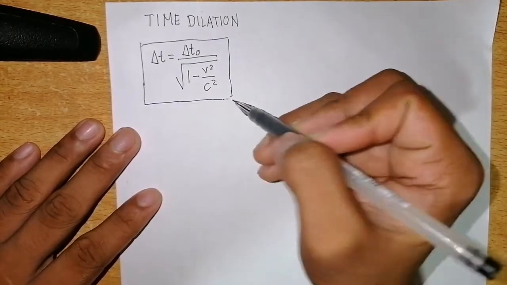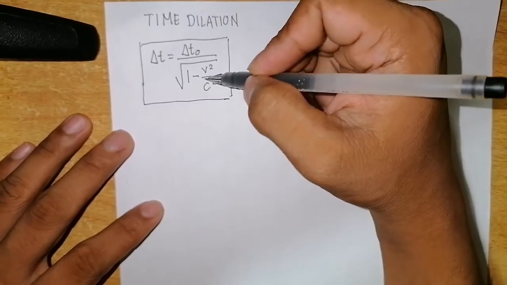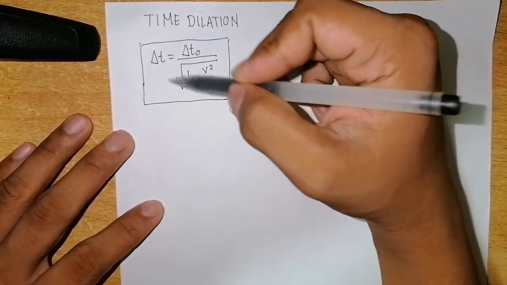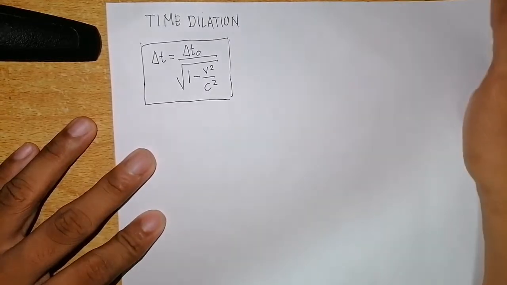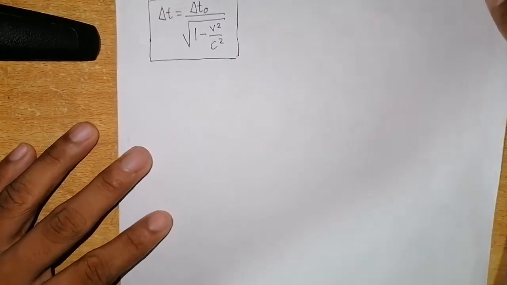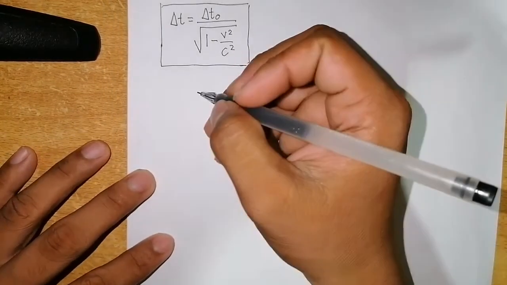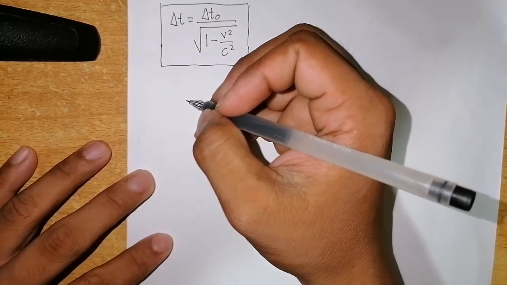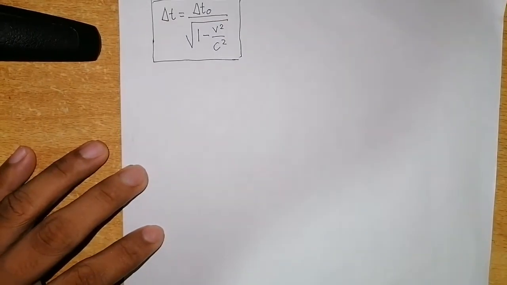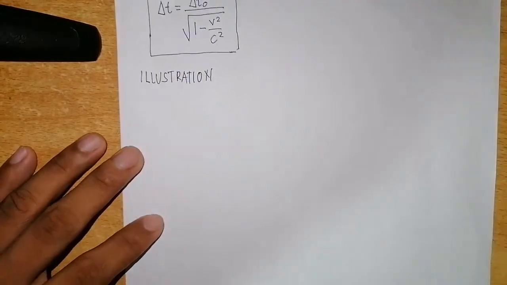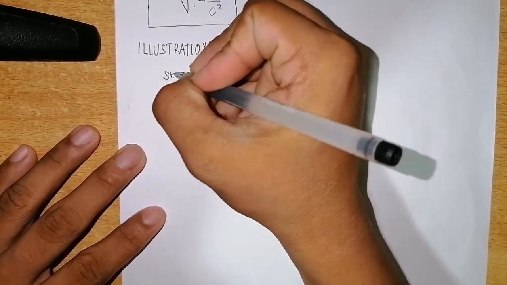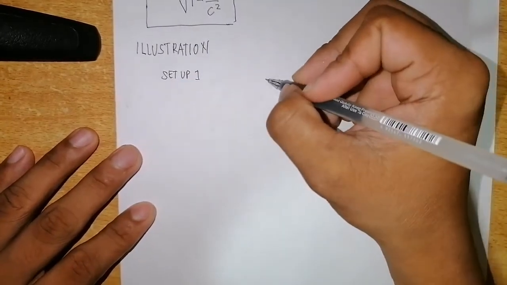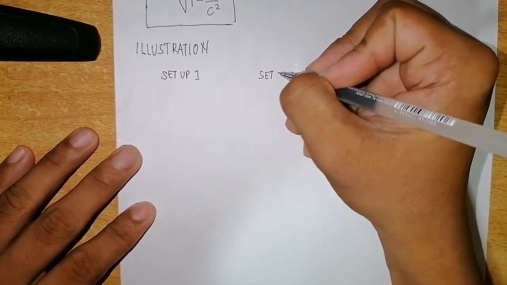Now the question is how this is being derived. How did they come up with this particular formula? So in this case, we need to consider two things. The first thing is these are actually setups. In our illustration, I'll be showing to you setup 1 and setup 2.